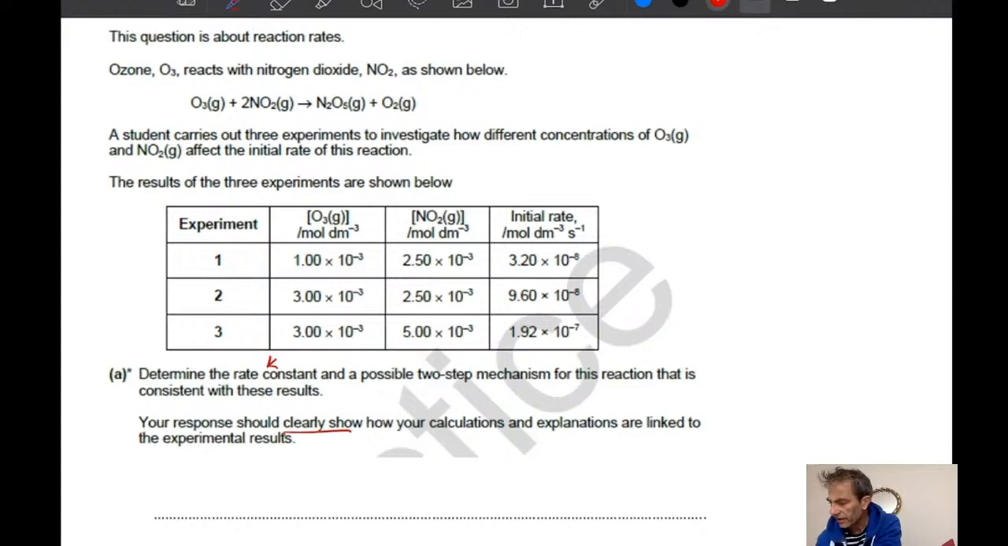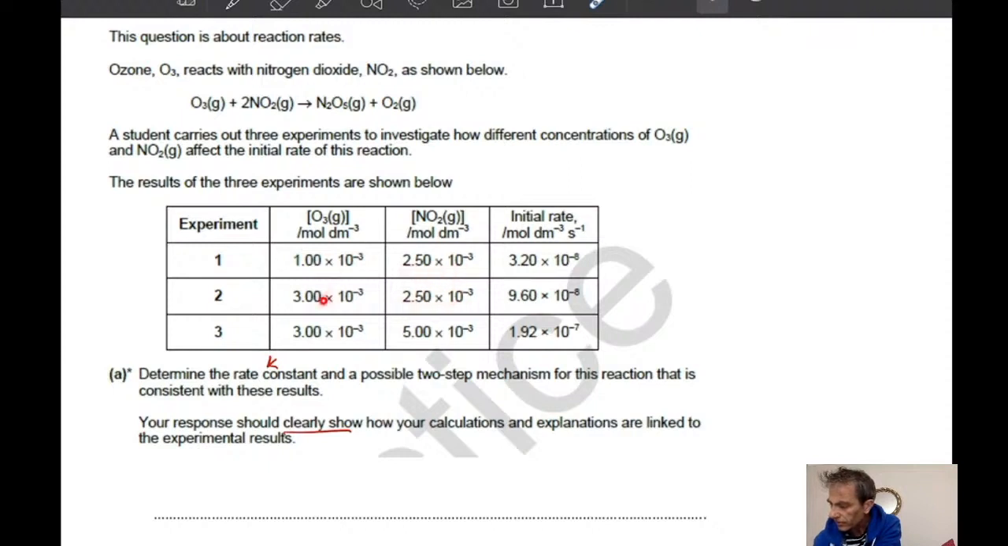So we've got this initial rates table, and I don't know if you've noticed, but I've posted a PDF of lots and lots of these questions onto Google Classroom for you, and the answers as well, so you can get lots of practice at this if you need it. I would strongly recommend that everybody does it, to be honest, not just people who think they need it. Right, so what we're going to do is look at experiments 1 and 2. You can see that the NO2 concentration is being kept constant at 2.5 times 10 to the minus 3.